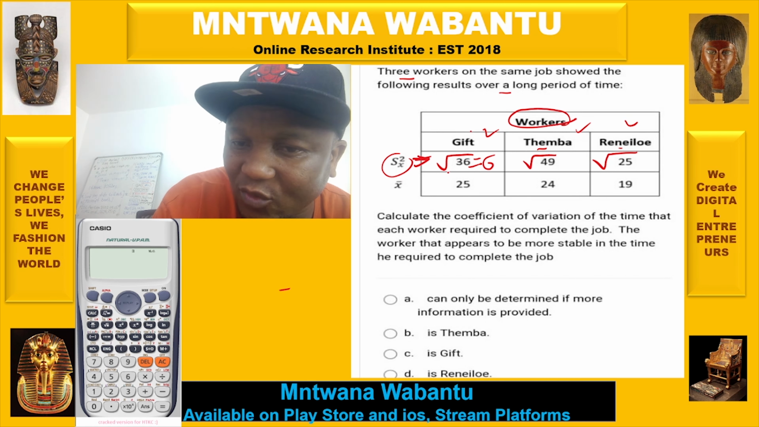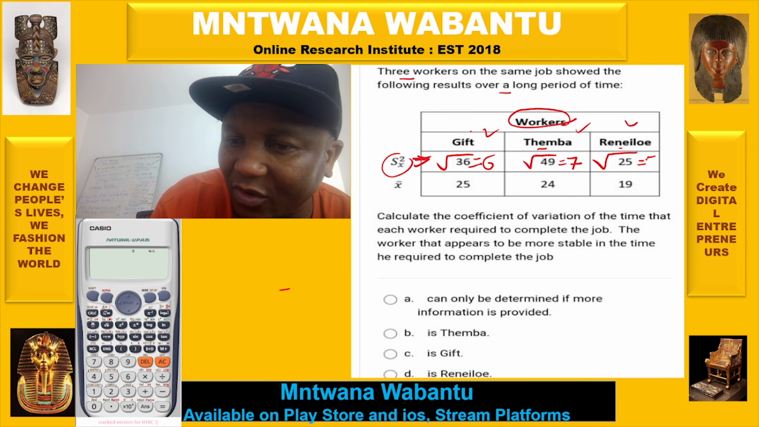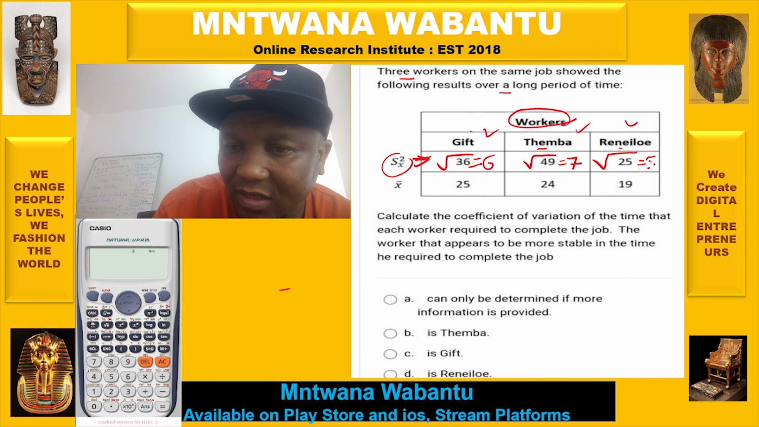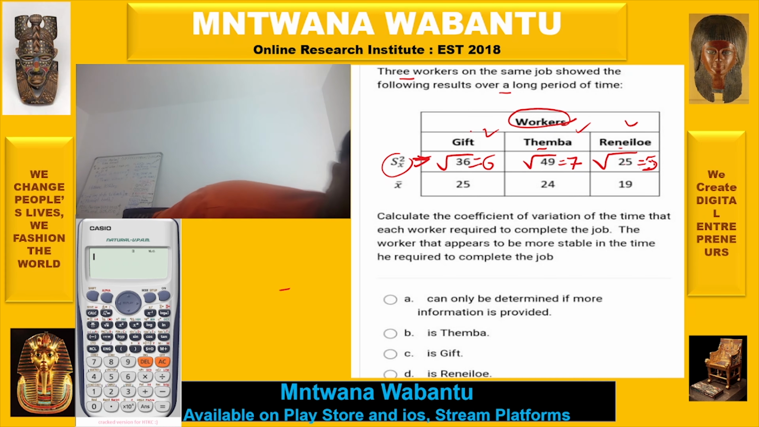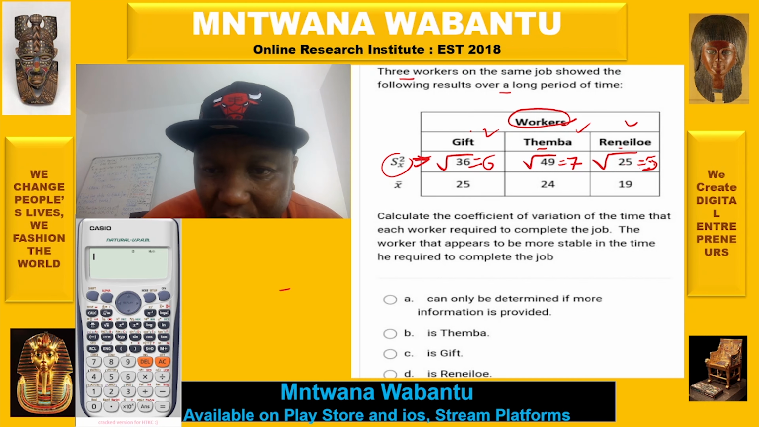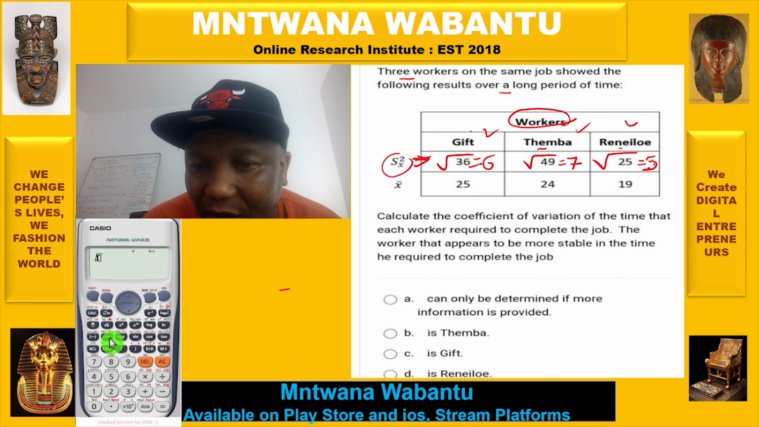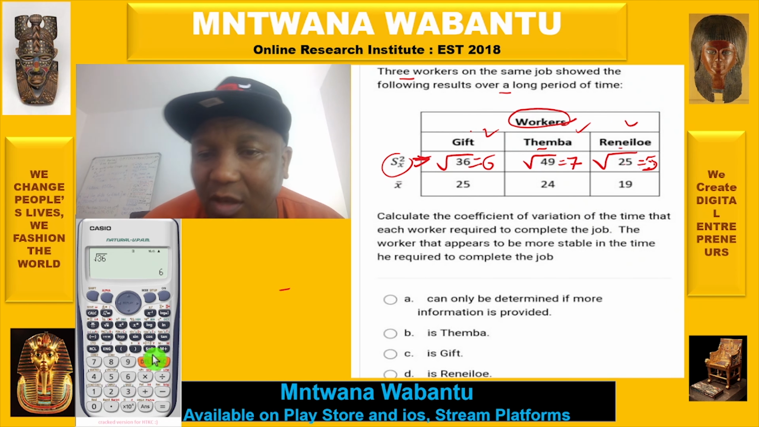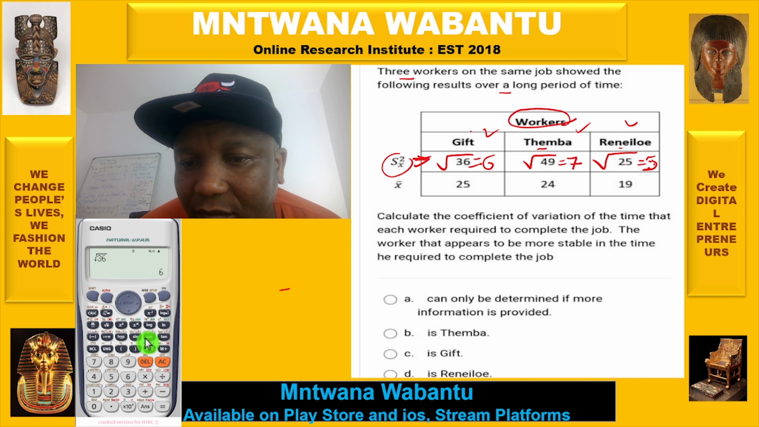So when you square root, you get 6. Square root of 36 equals 6. Square root of 49 equals 7. Square root of 25 equals 5. I can show you for the beginner, for people who don't know what that means. What I did is just take the square root of 36, and you get 6. Square root of 49, you get 7, and square root of 25, you do the same thing, you get 5.